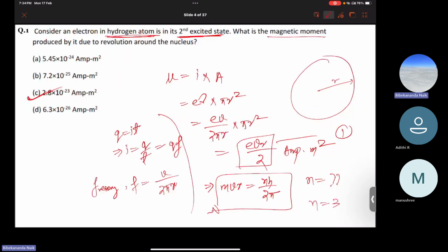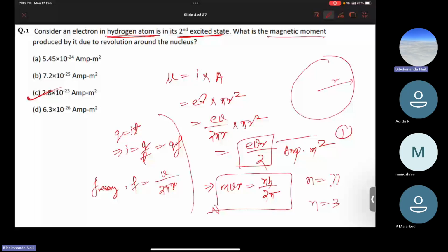So if you see, we can only calculate the frequency of revolution if we know the value of the distance and the velocity. So all these things we are calculating correspond to a particular circle. And again, if you see the problem, we only have the information of n. Consider an electron in hydrogen atom, which is in its second excited state. So in this question, we don't have any information regarding the value of l.